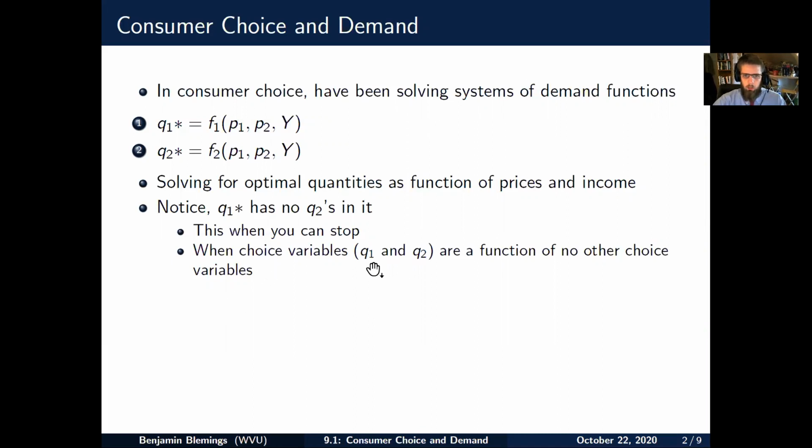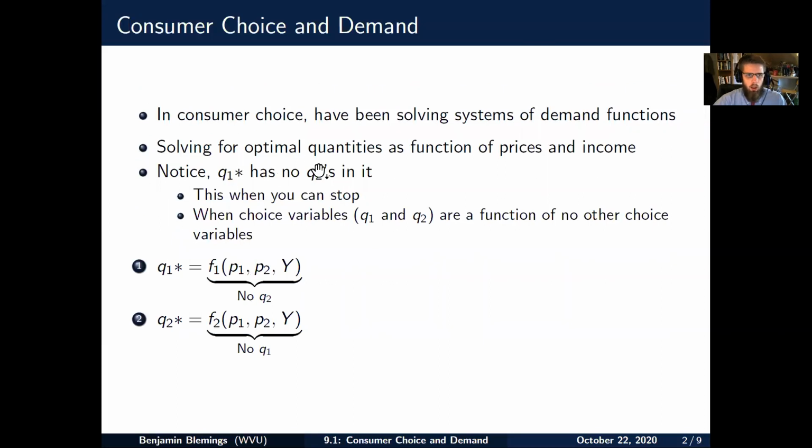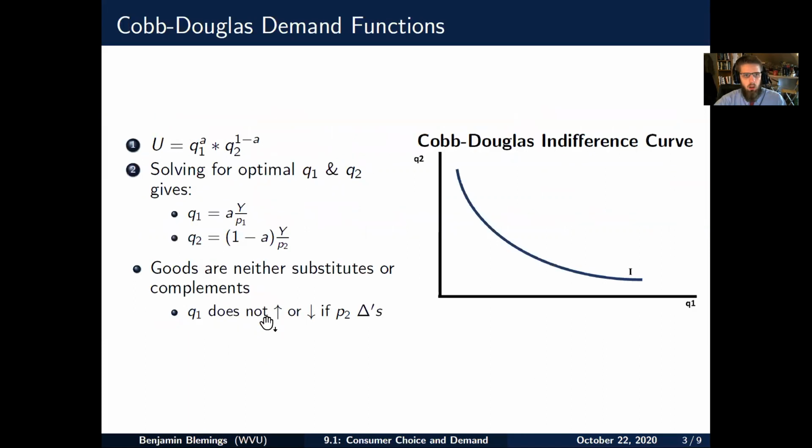So when the choice variables Q1 and Q2 are a function of no other choice variable, that is when you can stop rearranging for Q1 and Q2. So this is just emphasizing that there is no Q2 in here and there is no Q1 in here. And that's when you've finished.